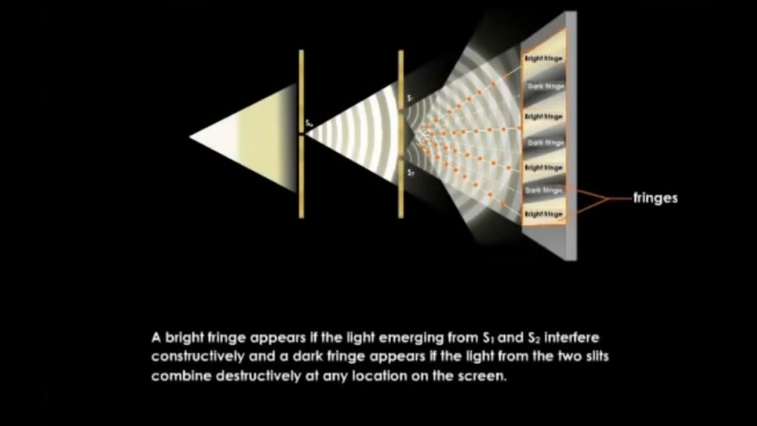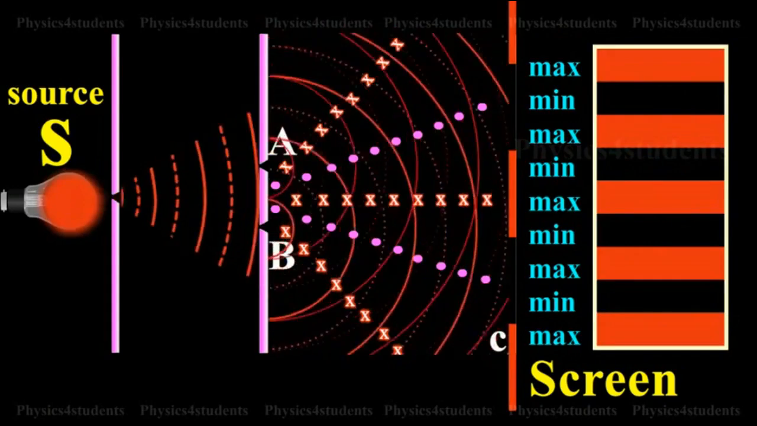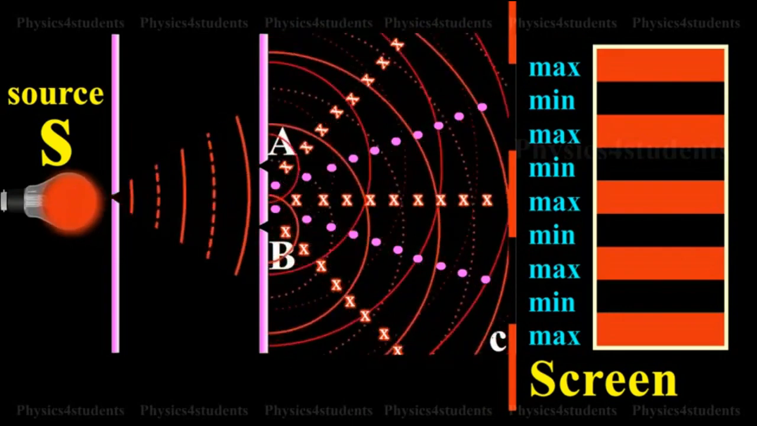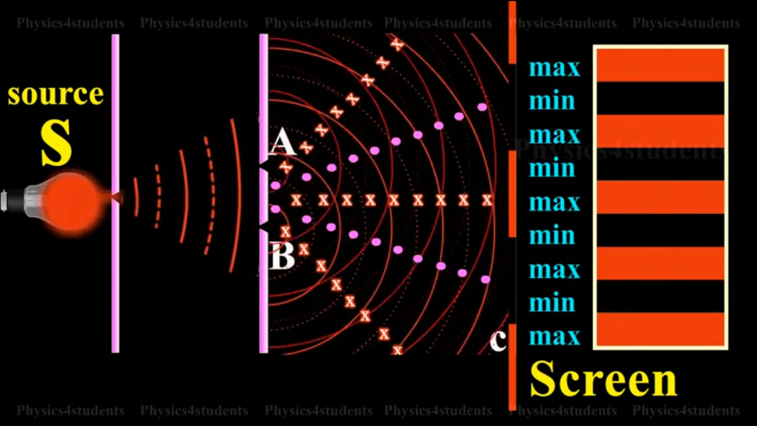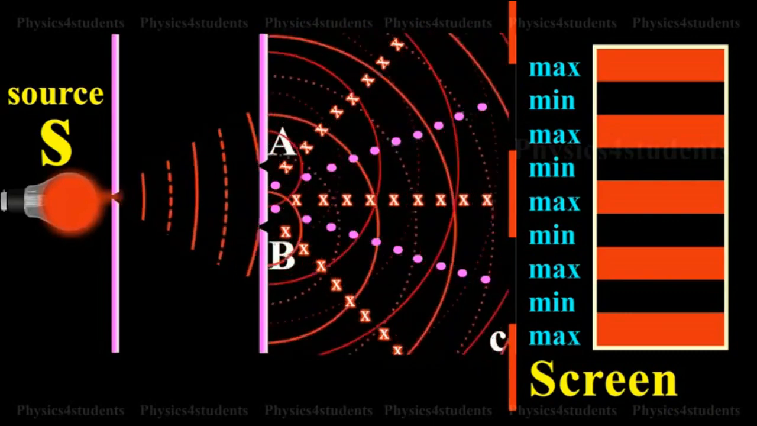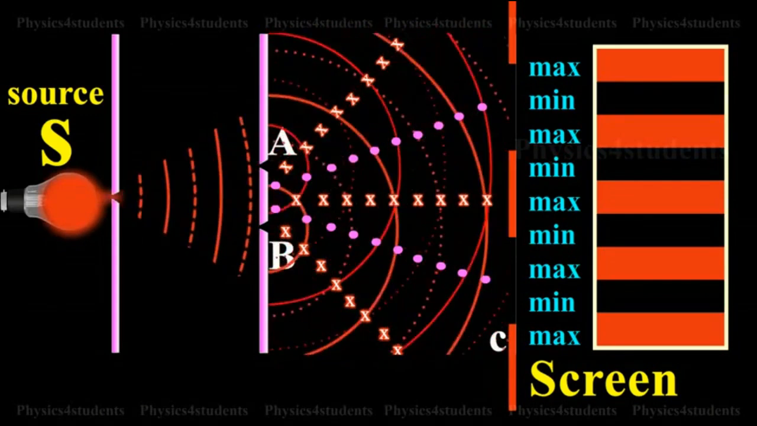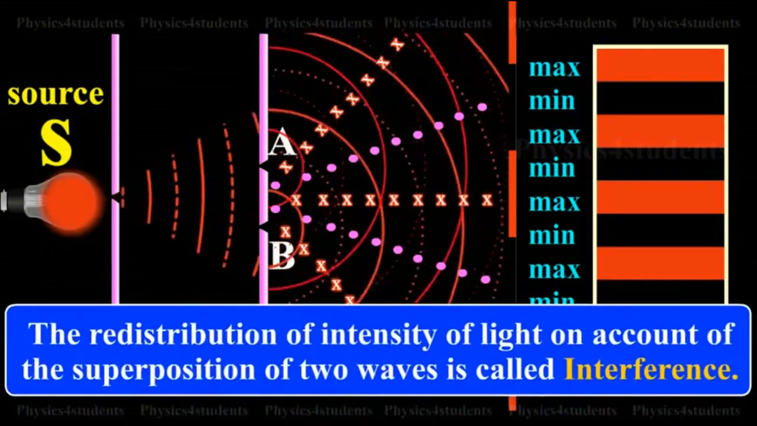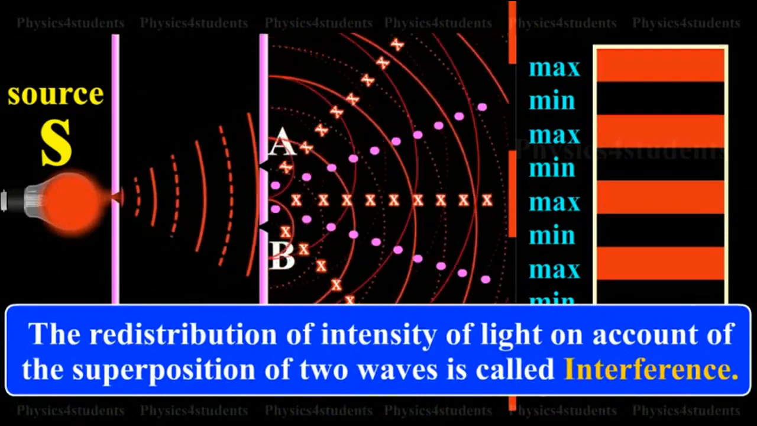A bright fringe appears if the light emerging from S1 and S2 interfere constructively, and a dark fringe appears if the light from the two slits combine destructively at any location on the screen. In this particular diagram, the points represented by crosses are the positions for maxima, where the crest of one wave meets the crest of the other wave, or the trough of one wave meets the trough of the other wave, and the dots represent the regions of minimum intensity where the crest of one wave meets the trough of the other wave and produces minimum intensity.